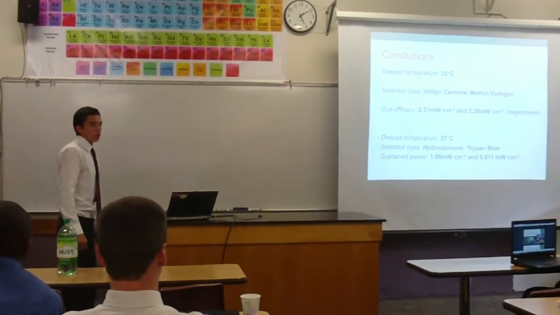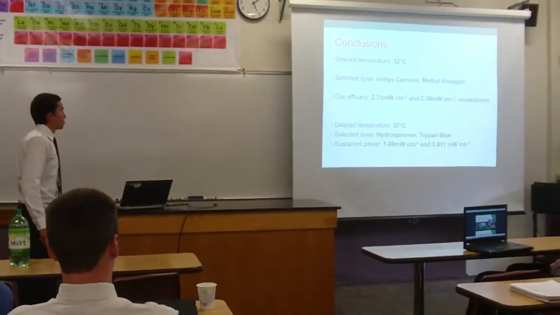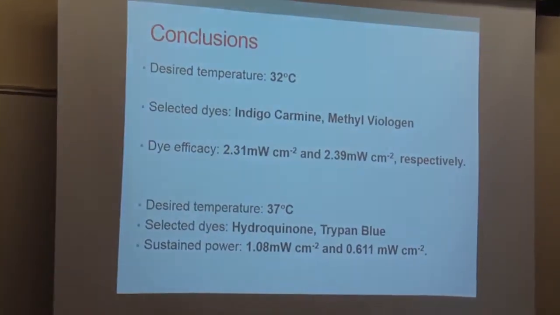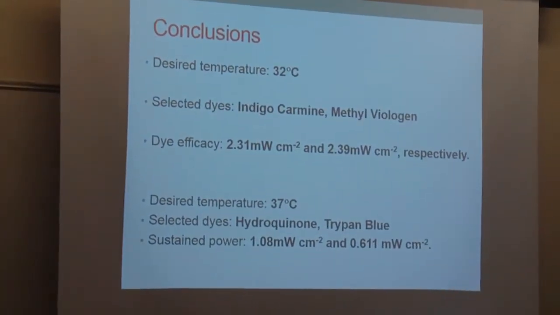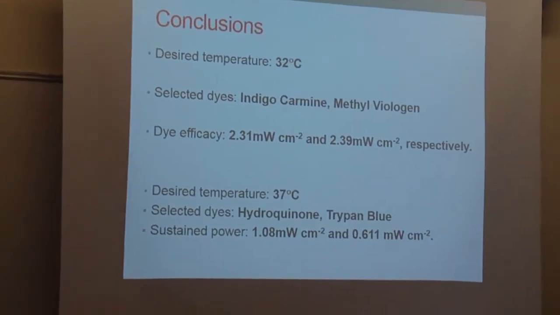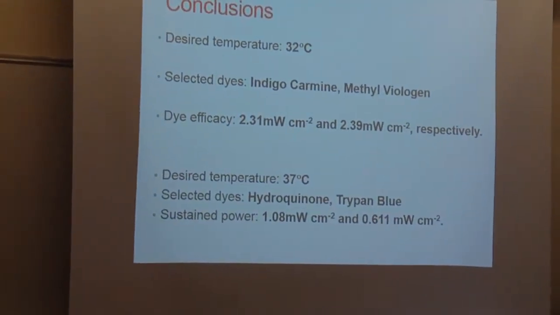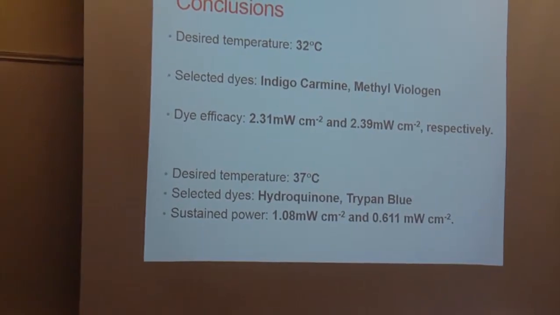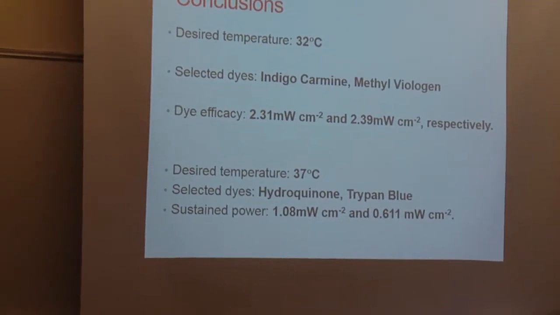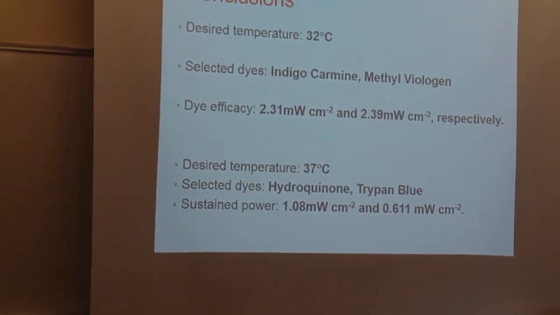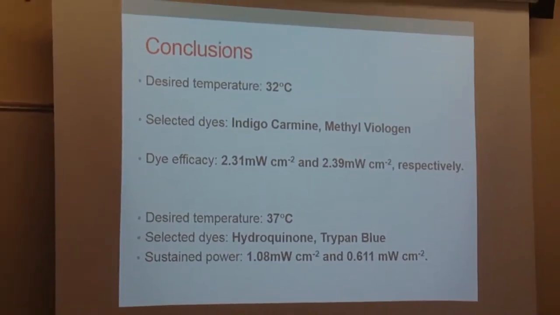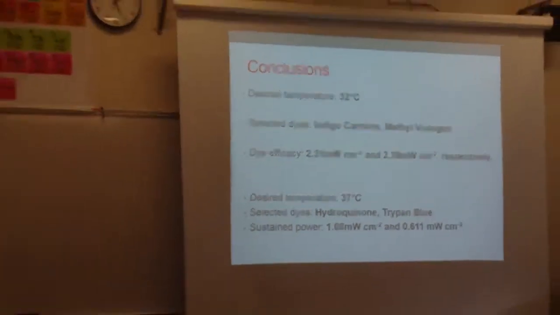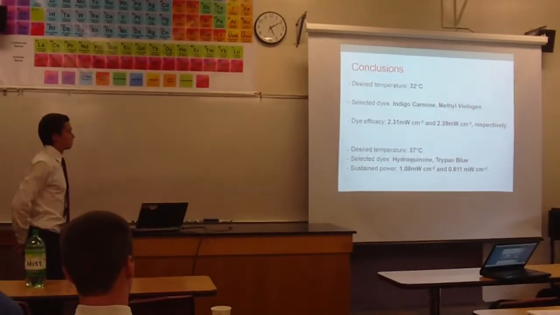So my conclusions are, if you're going to use the glucose fuel cell, the dyes that you should use at 32 degrees Celsius are indigo-carmine and methylviologen. The powers that they produced at 32 degrees Celsius were 2.31 milliwatts per centimeter squared and 2.39 milliwatts per centimeter squared. At 15 degrees, a lower temperature, these numbers are quite lower, about 8 times lower.